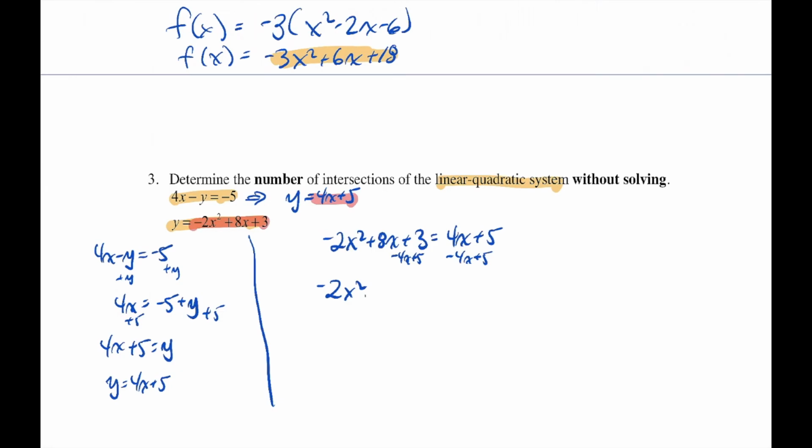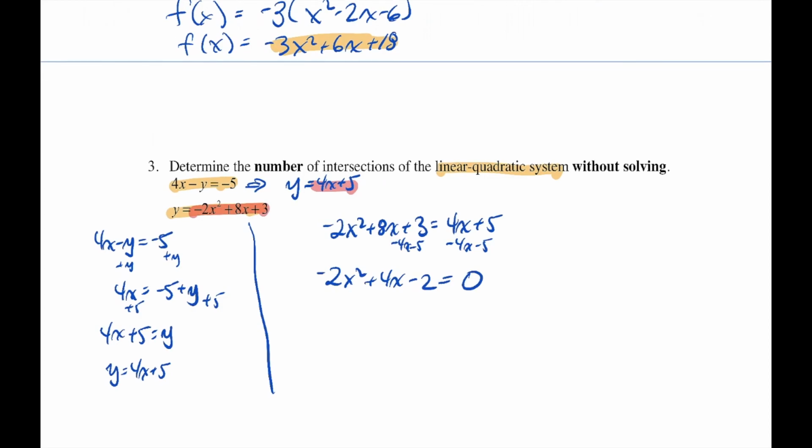8x minus 4x is a positive 4x, and then 3, sorry, it should be subtracting 5, not adding 5. Silly me. Let me fix that up. Minus 5, so 3 minus 5 is a negative 2, and that's equal to 0 now. One extra step that I could do to make my life a little easier is to factor out a negative 2. So it's going to be x squared minus 2x plus 1 is equal to 0.